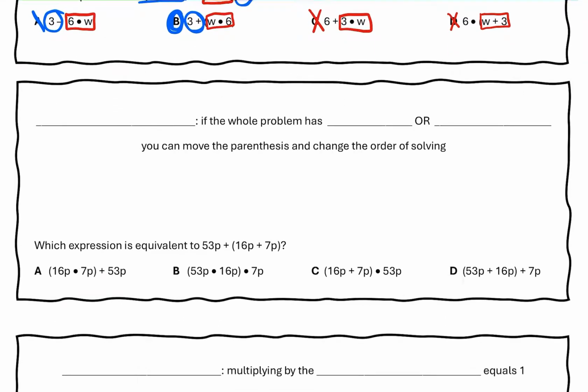All right, the second property we are going to talk about is associative. It doesn't really matter if you remember the name of the property as long as you know what's happening. If the whole problem has only adding, or only multiplying, you can move the parentheses and change the order.